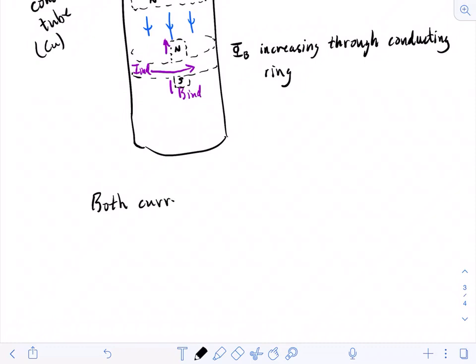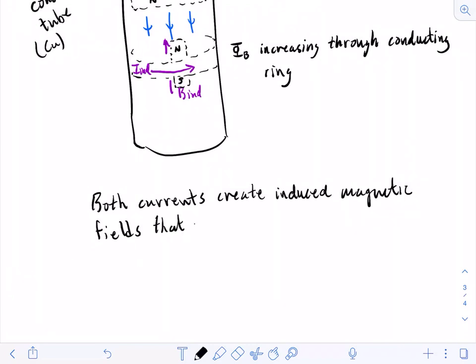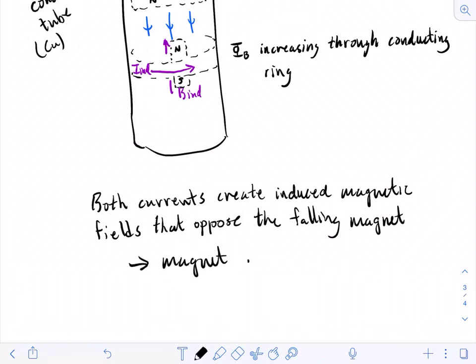And so both current loops create induced magnetic fields that oppose the falling magnet. And the result is the magnet falls slower than you might naively expect.